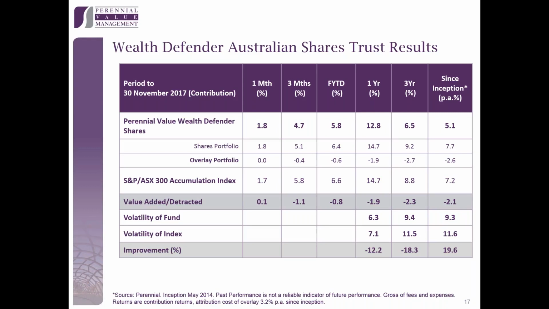In terms of value investing and the stock component of this portfolio, you'll notice the row that says shares portfolio since inception is up 7.7, and S&P 300 is up 7.2, a very mild outperformance. Part of the concept behind Wealth Defender is that what we spend on protection gets repaid by the alpha that we create in picking stocks. You'll see that since inception the portfolio is 2% behind the market, and partly this is due to the fact that the stock performance hasn't been as good as we would have hoped so far.